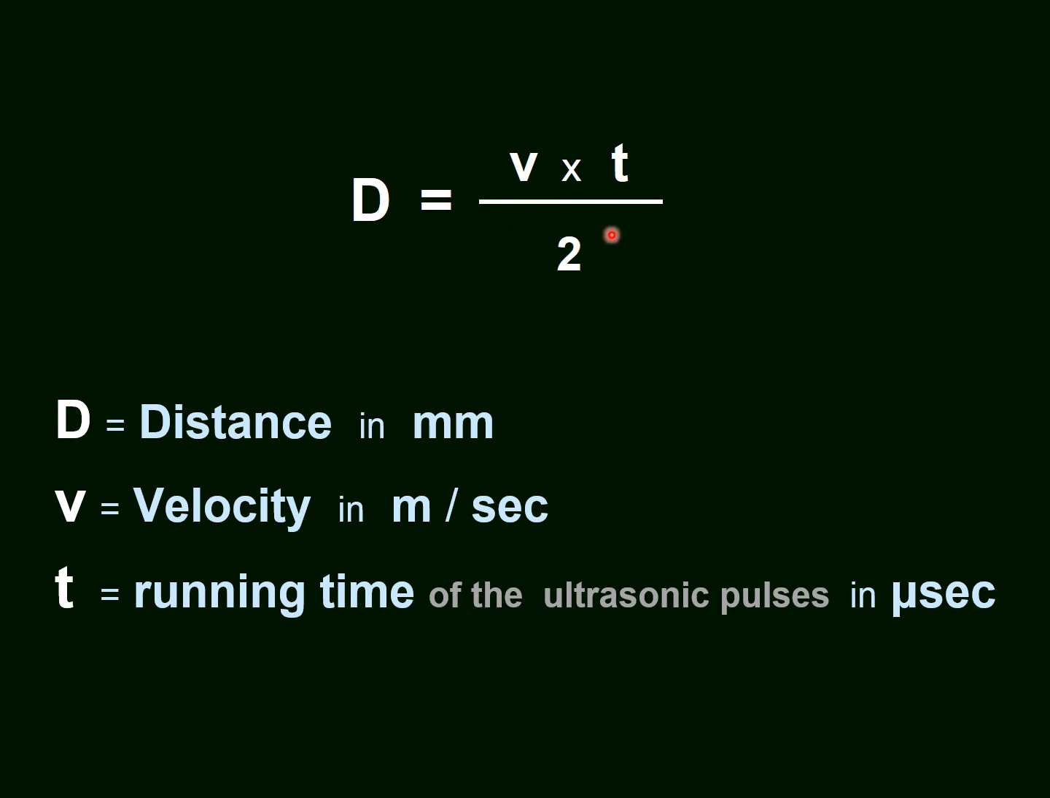Now the question, why divided by 2? That comes from the fact that in echography of the eye and orbit we have to let the ultrasonic pulses run in one direction to the target and then await their return to the probe. So the ultrasonic pulses run through the distance twice, and therefore we divide the distance by half.